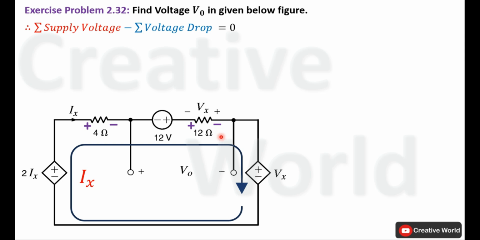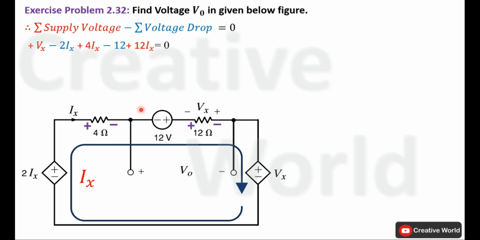Now write Kirchhoff's voltage law equation for this closed loop circuit. We will start from Vx. Current entering terminal is positive, so Vx will be taken with positive sign. Move to the next element. Current entering terminal is negative, so voltage across this dependent voltage source will be taken with minus sign, minus 2Ix. Move to the next element. Current entering terminal is positive, so voltage across this resistive element will be taken with positive sign, and the value of voltage across this resistive element will be 4 multiplied by Ix, 4Ix.